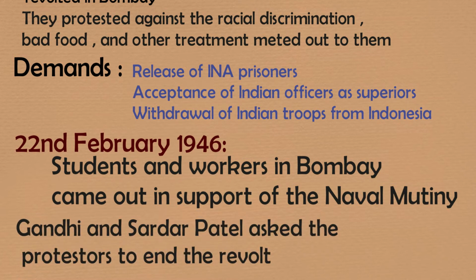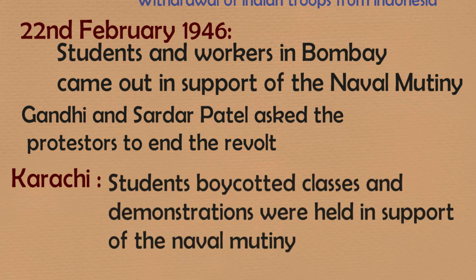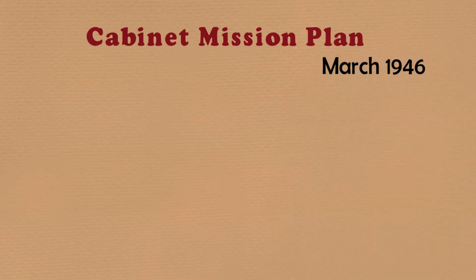The national leaders did not support this mutiny. Gandhi and Sardar Patel asked the protesters to end this revolt. But the revolt continued and angry protesters destroyed shops, post offices, police thanas, etc. Revolt was also seen in Karachi. Students boycotted classes and demonstrations were held in support of the naval mutiny. The British finally managed to suppress the revolt, but this incident shook the government. So in March 1946, the Cabinet Mission was sent to India.